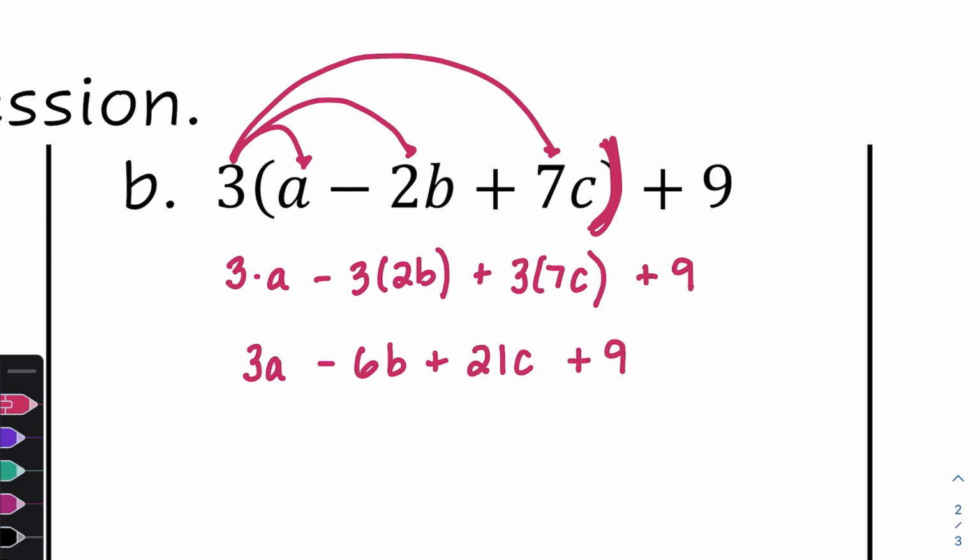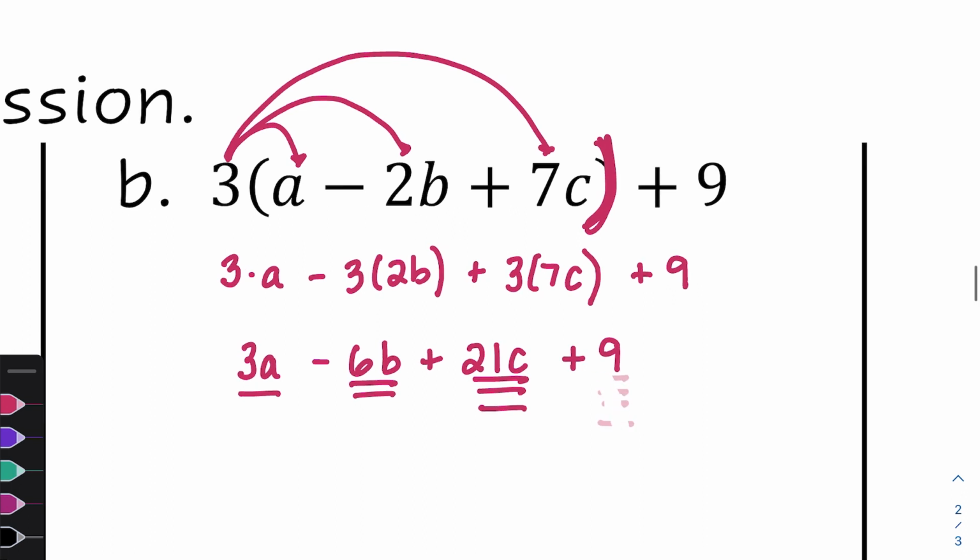Now we need to look at all of our terms to see if we're able to simplify. I have an a, I have a b, a c, and then just a number. I have no like terms, so that must mean that we are finished with our answer.